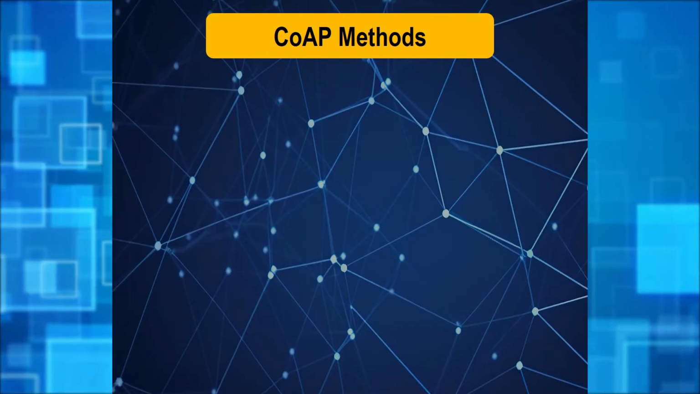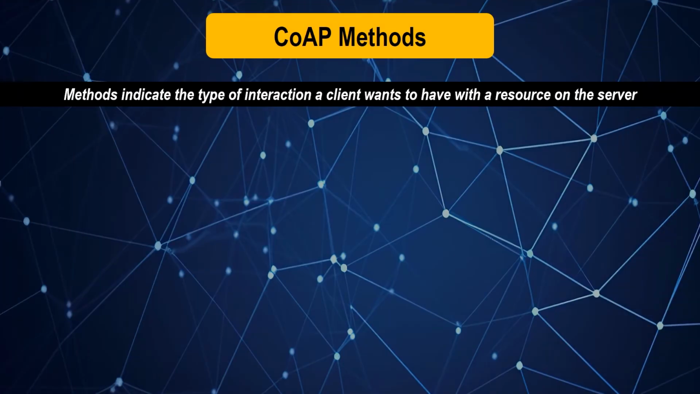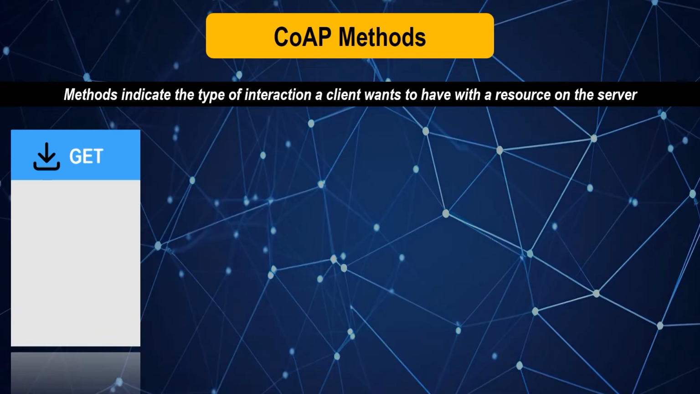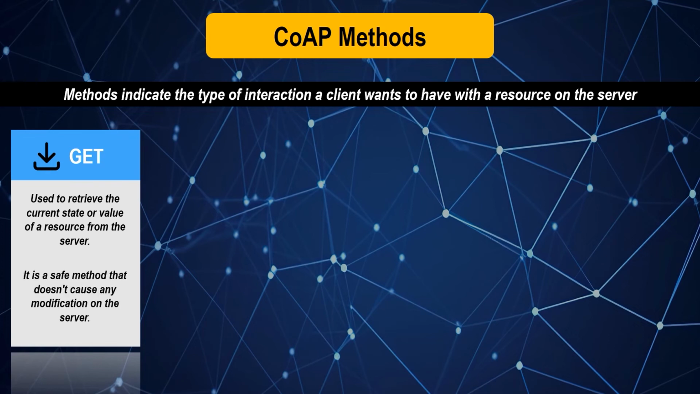In CoAP, methods indicate the type of interaction a client wants to have with the resource on the server. CoAP supports the following methods. First is GET. The GET method is used to retrieve the current state or value of a resource from the server. It is a safe method that doesn't cause any modification on the server.